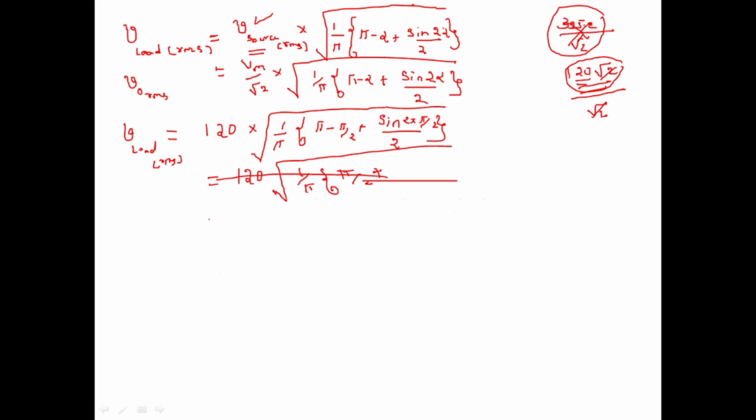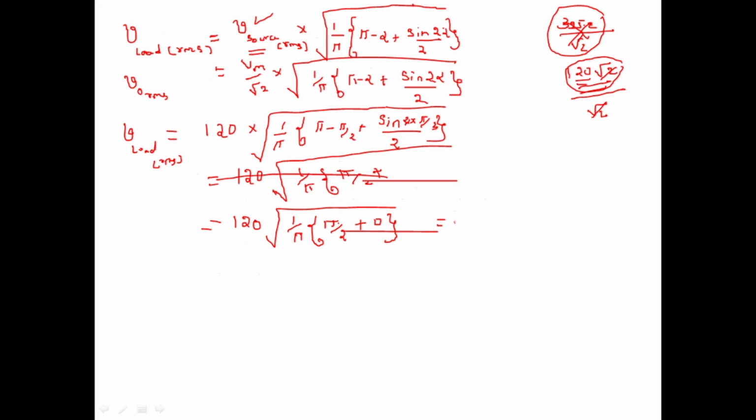Okay, so if I write it neatly, 120 into root 1 by pi, pi minus pi by 2 is pi by 2, plus sine 2 into pi by 2. These two cancel each other. So it becomes sine pi. Sine pi is how much? 0. So sine pi is 0.